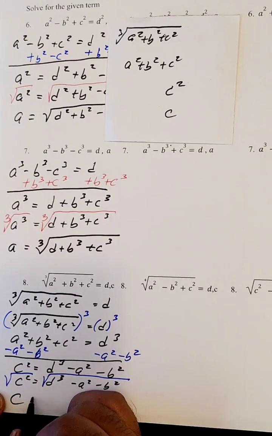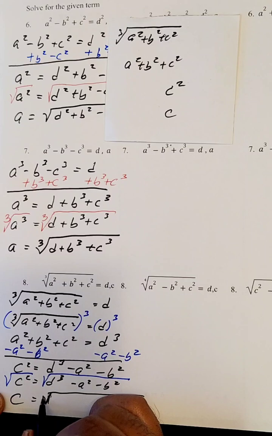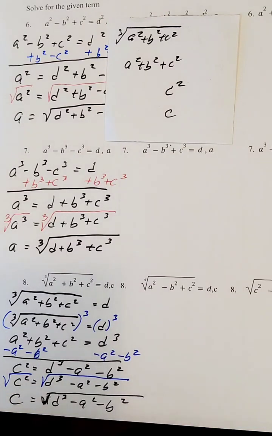So this will finally be C equals the square root, it's a bad looking root, D to the third power minus A squared minus B squared. And that is it.